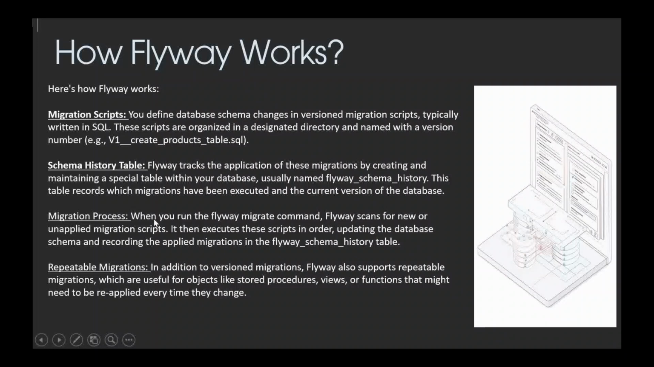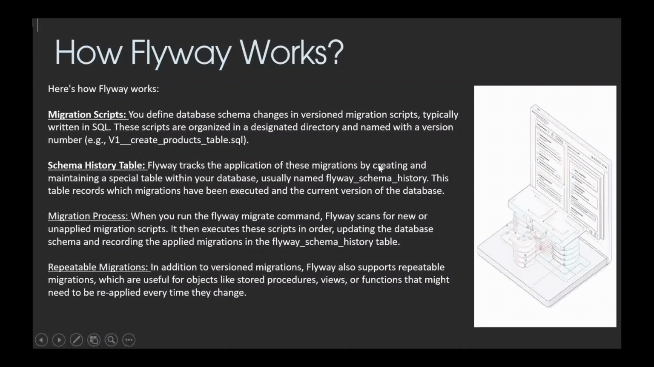Next is the migration process. When you run the Flyway migrate command, Flyway scans for new or unapplied migration scripts. It then executes these scripts in order, updating the database schema and recording the migration in the Flyway history table. Just consider you have 10 versions already added, and you are going to add 5 more, v11, v12, v13, v14, v15. Once you execute Flyway migrate, it will compare your existing Flyway schema history with the file versions within your migration folder.